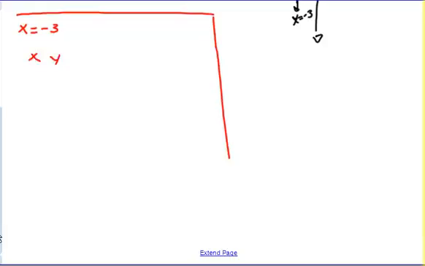X and Y. Let's see. We know X is always what? -3? Okay, that's important. Pick the Y value for me, because we already know what X is.